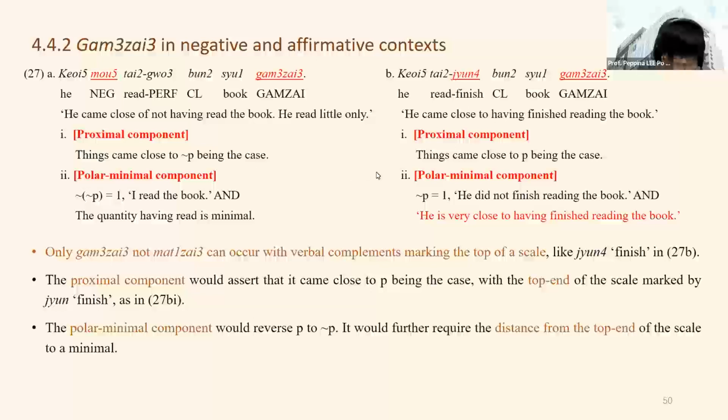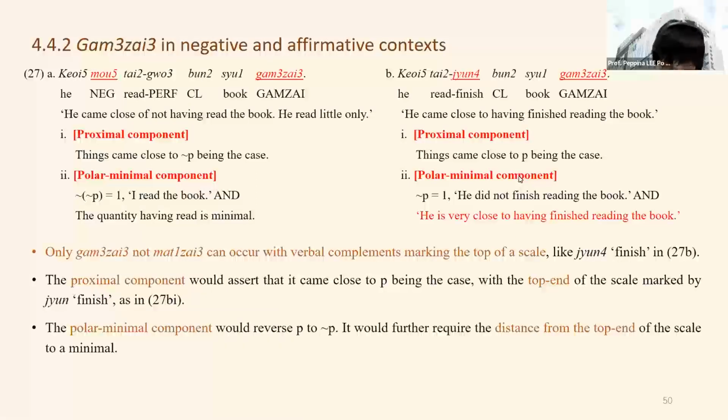However, in the case of the affirmative one, you have the yun, which is the completion point, the top end of the circle, of the scale. The proximal component will assert that it came close to P being the case. It came close to having finished reading the book, as shown in 27B1.